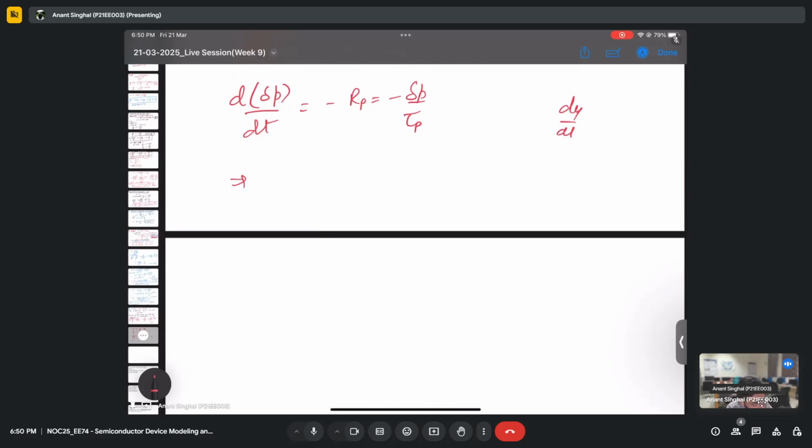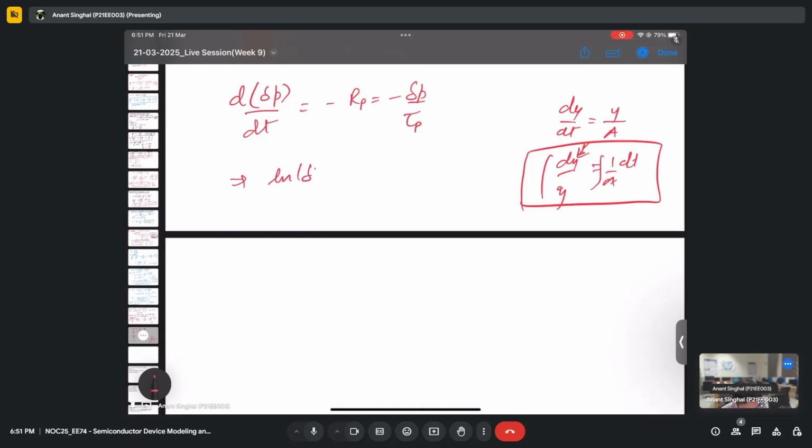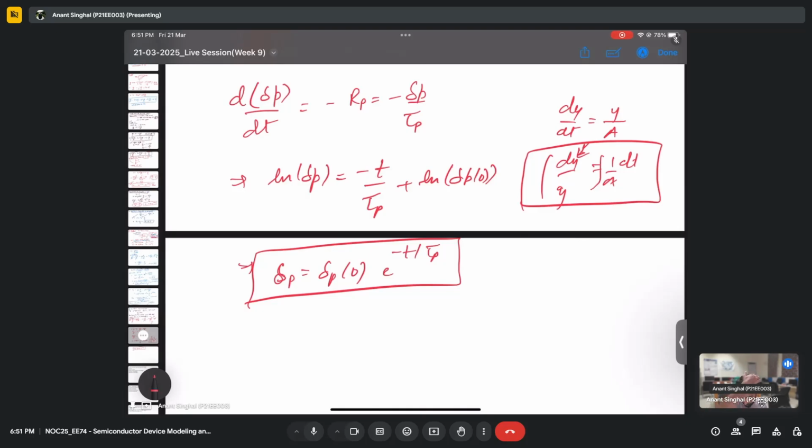It is like the equation dy over dt is y over some constant, let's say a. So this is dy by y is 1 by a dt. If you try to integrate, this is a logarithmic solution and the exponential solution will come out. I have done the derivation in the first part of the class. So it will come out to be ln of del p is minus t over tau p plus ln of the value at 0 also, so there is some constant, and this will come out to be del p naught exponential of minus t over tau p. Now the question is not asking the excess carrier concentration, it is asking something different. Yeah, so this is the final solution of the excess carrier concentration.